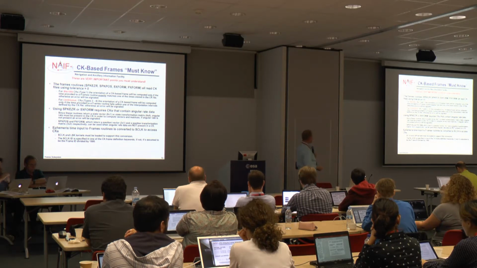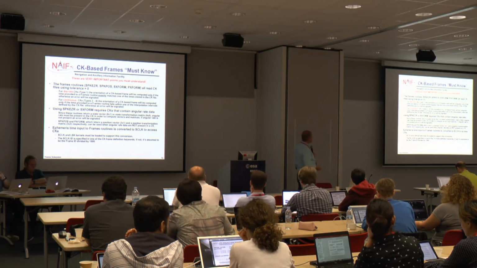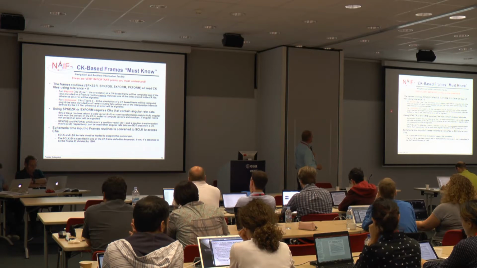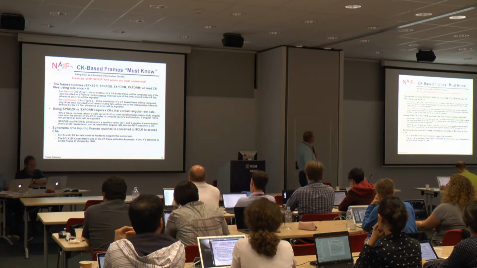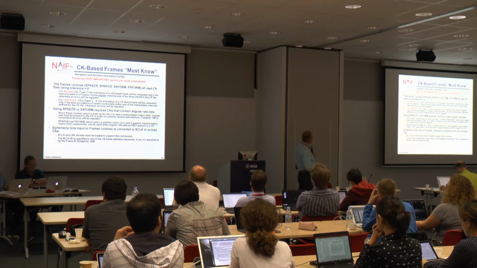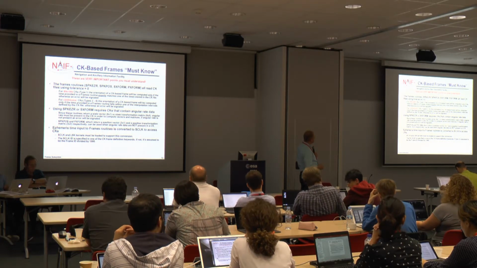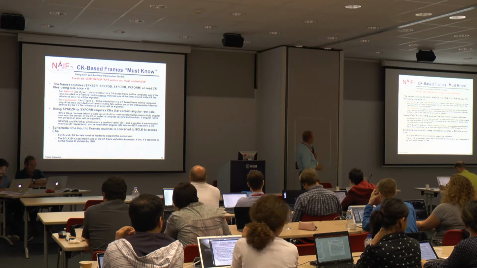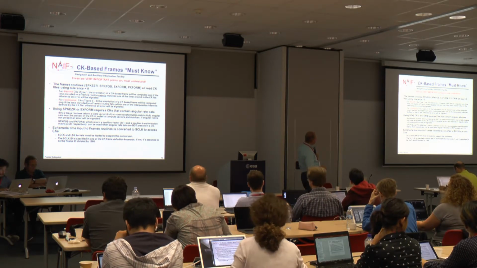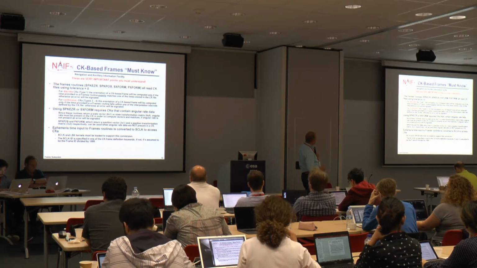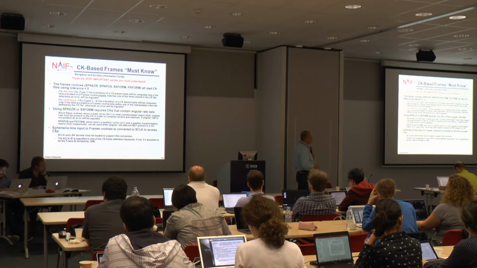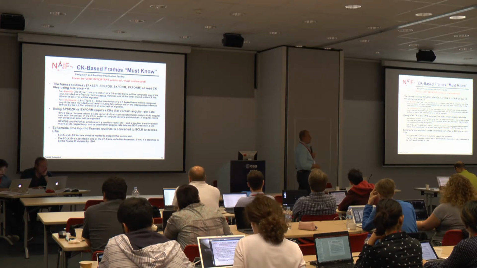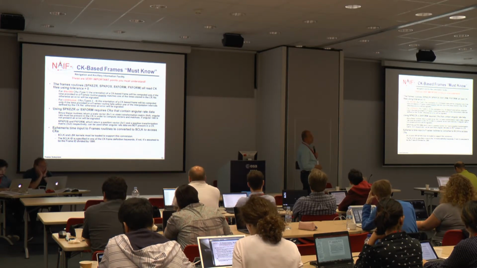So there are a few things to remember. As we already mentioned, C kernels have gaps, and when you access CK data through the frame subsystem, you need to remember about it, because for discrete C kernels type 1, the orientation of a CK-based frame will be computed only at the times where the times provided to the frame routines exactly match those in the file. Usually it's not possible to get this exact match because of numeric round-off in time conversions.